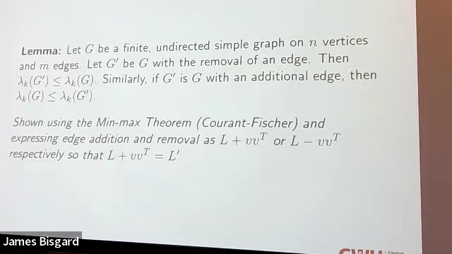I'm not going to go through and show the whole proof. I'd be happy to if anyone wants to see it, but for the presentation, not going to do that. But you can show it using the min-max theorem, that is the min-max theorem, not the minimax theorem, formed by Courant-Fisher. And you can do this by expressing edge addition and removal as the sum of your Laplacian matrix and the outer product of 2 vectors, so that L plus BB transpose is equal to the Laplacian of your new graph.